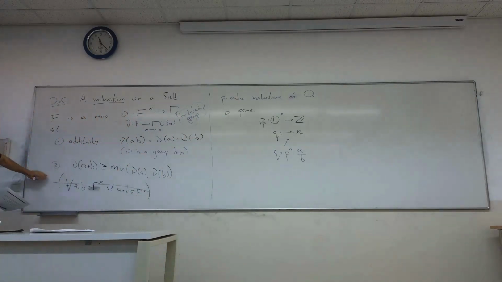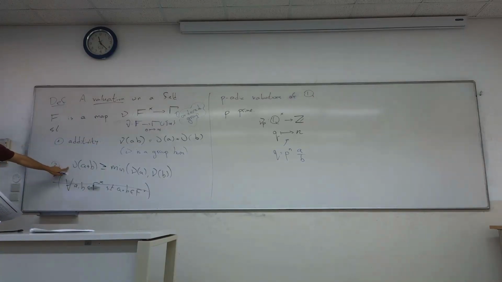It's clearly additive, because when you multiply 2 numbers, the exponents add up. And it's not hard to see it also satisfies the inequality, because if one has, say, P plus P squared, then P plus P squared is P times (P plus 1). So you get a P outside, but not 2 P's. So you get the inequality.